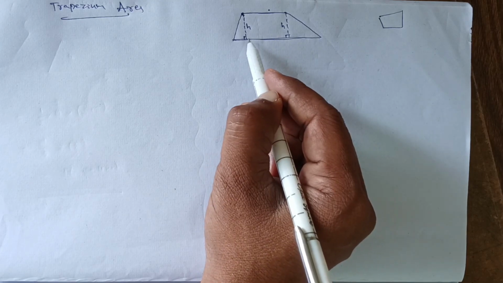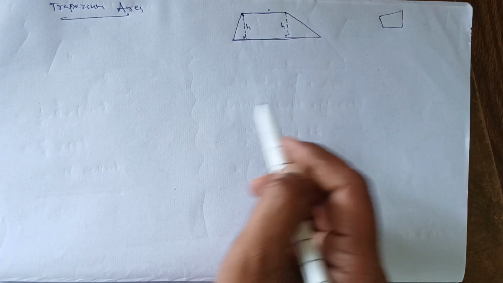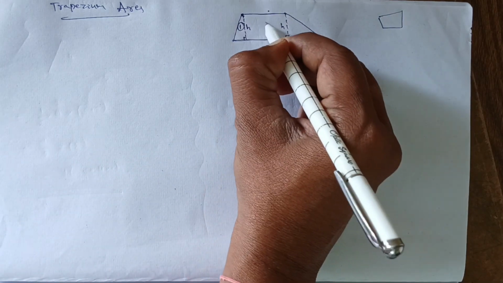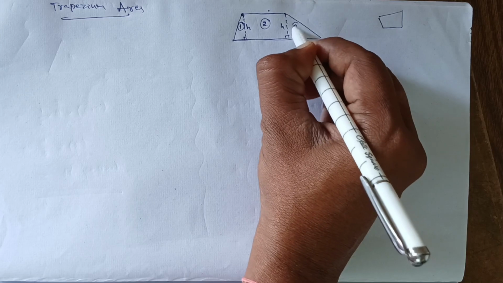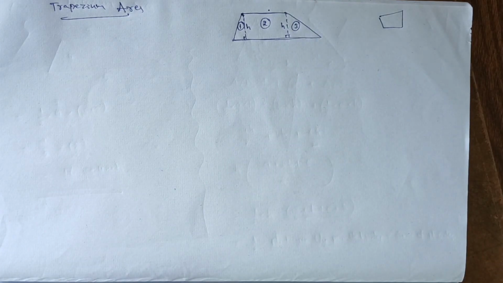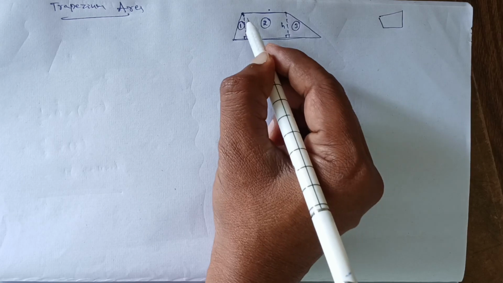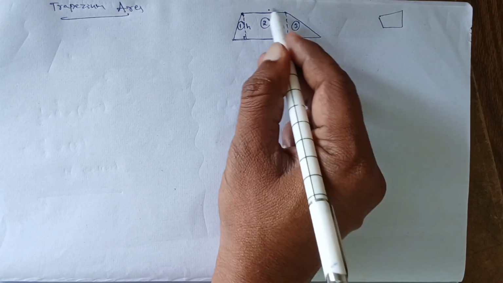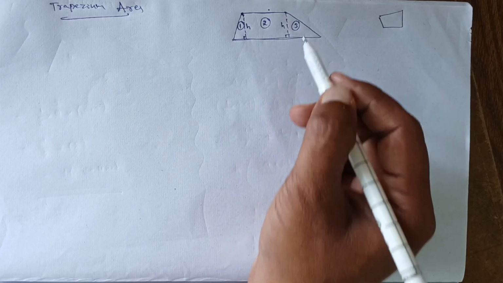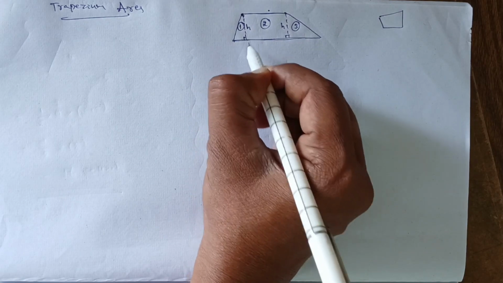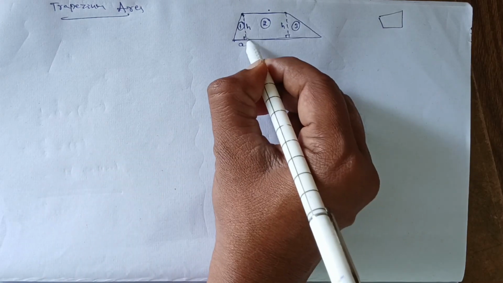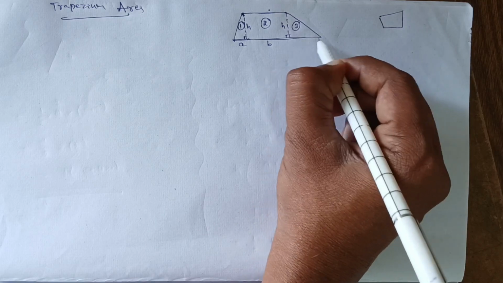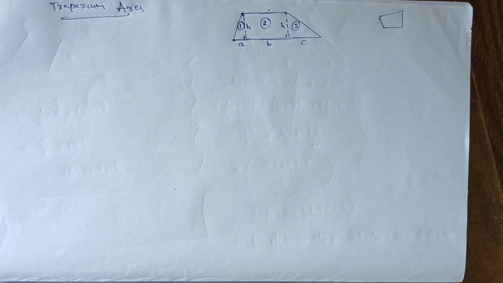So these two perpendicular lines divided the trapezium into three different parts. See here, it is the first part, it is another part, and this one is the third part. We know this is a triangle, this one is also a triangle, and this one is a rectangle. Now I am taking the smallest part as a, the distance between these two points as b, and the rest of the part as c.